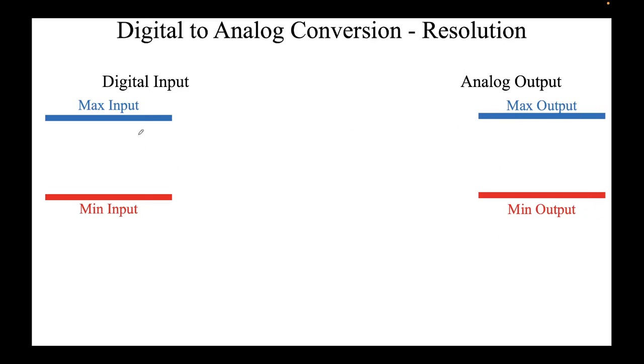This is, right side is analog, left side is digital. What do I mean by that? So minimum input can be zero. We are not talking about negative numbers here. So minimum digital input can be zero. And if it's n bit digital input, the maximum number in decimal, if you write it, will be 2 raised to the power n minus 1, right?